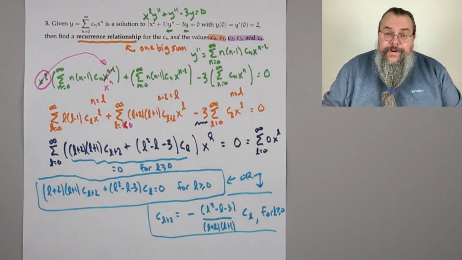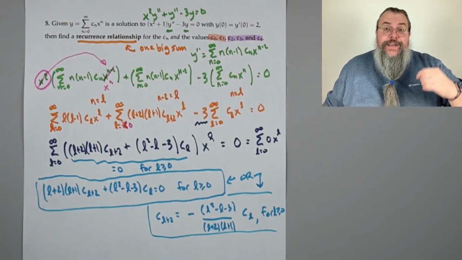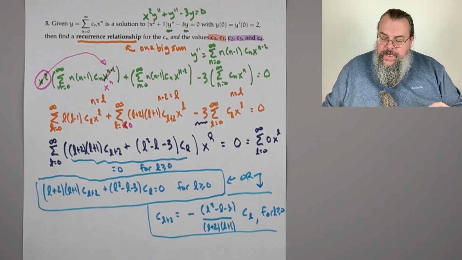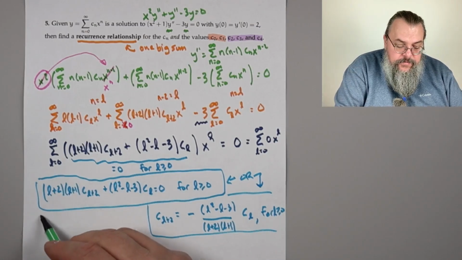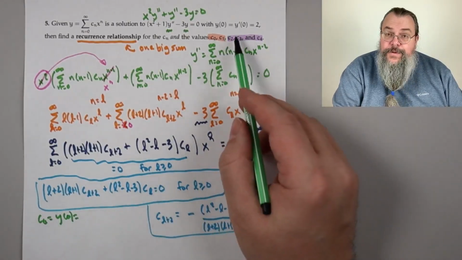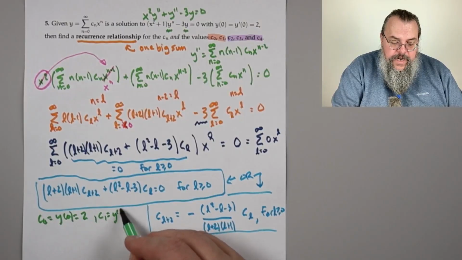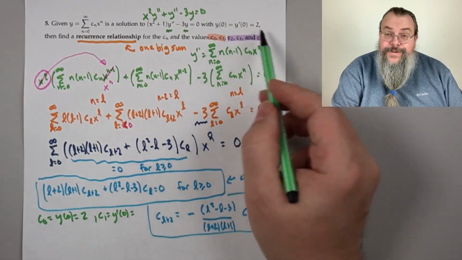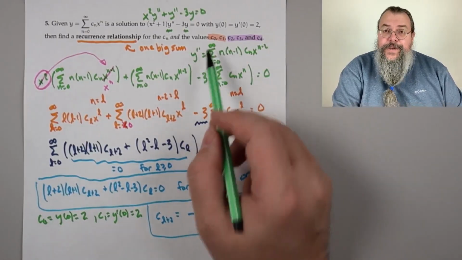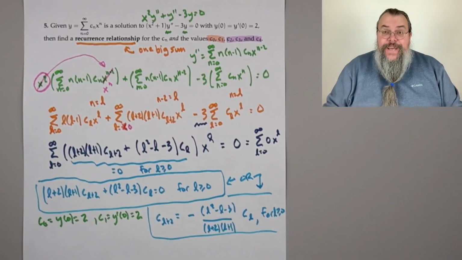Now you might say, well, why divide it that way? Well, C0, C1 we're going to do by initial conditions. Okay, so what do we have? Well, we have that C0 is equal to y of 0, and y of 0 is equal to 2. C1 is y prime of 0, and that's equal to 2 as well. Okay, so the first coefficients come from initial conditions. We're priming the pump.